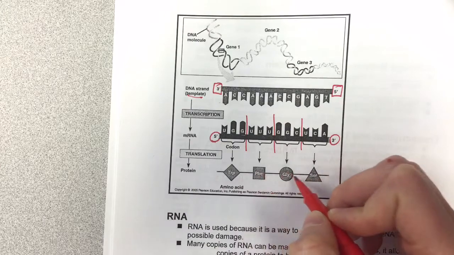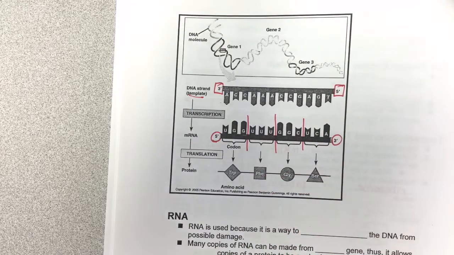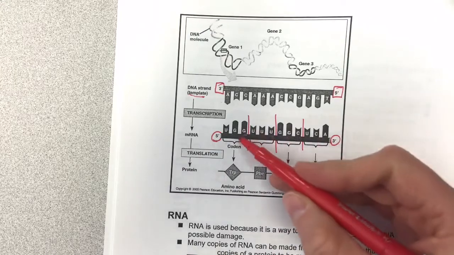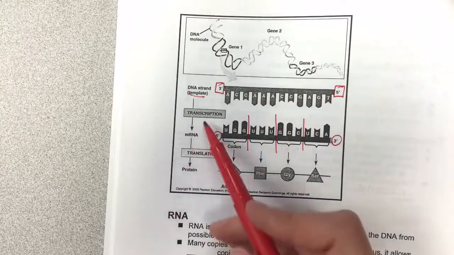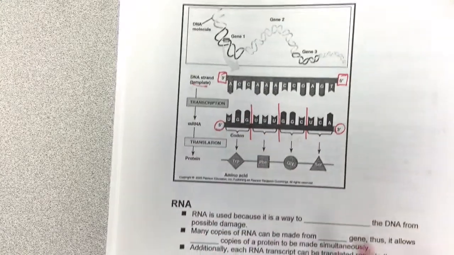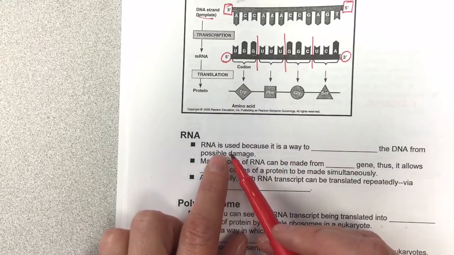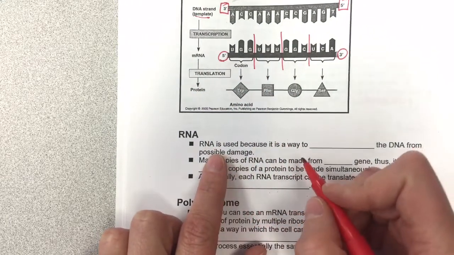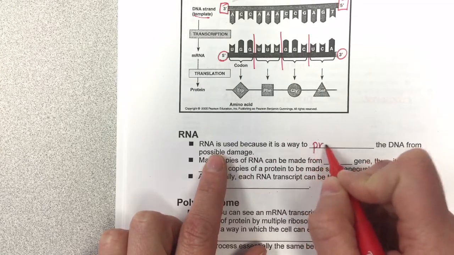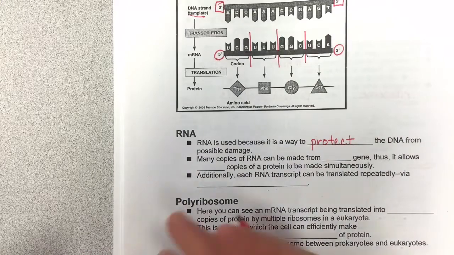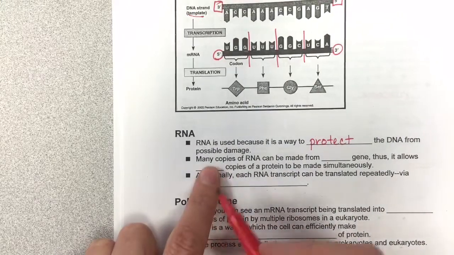And that's how the ribosome knows what amino acids to hook together, from the code in the mRNA, which originated at the DNA. So that's transcription and translation. To understand this properly, we need to understand RNA. RNA is used because it is a way to protect the DNA from possible damage. The DNA is nice and protected in the nucleus. It never leaves. The RNA does.